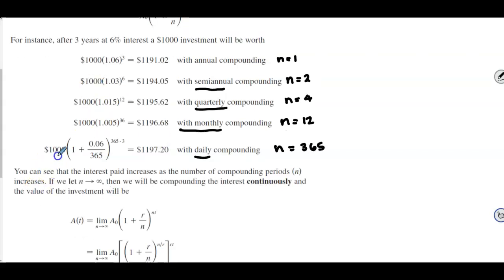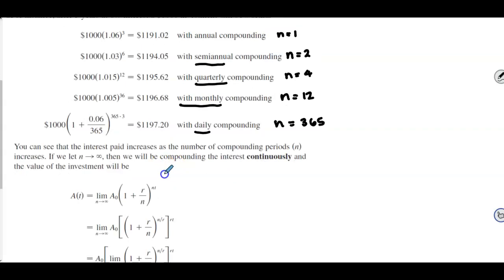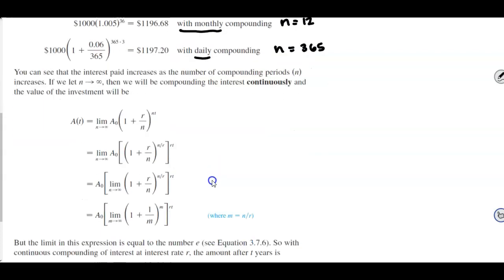Now for daily, n would equal 365. Using that formula, you would have 1,000 times 1 plus 0.06 divided by 365, to the power of 365 times 3, which would give us $1,197.20. Now you can see that the interest paid increases as the number of compounding periods increases. So if we let n approach infinity, then we will be compounding the interest continuously. And the value of the investment will be the following.